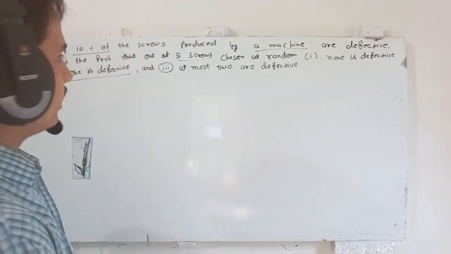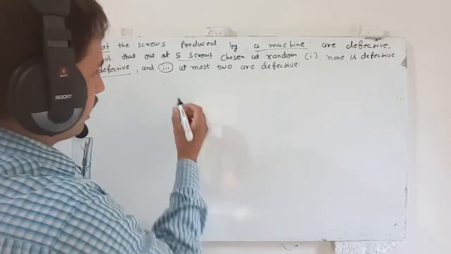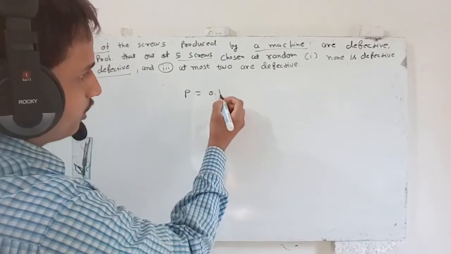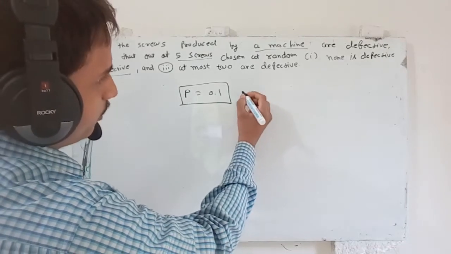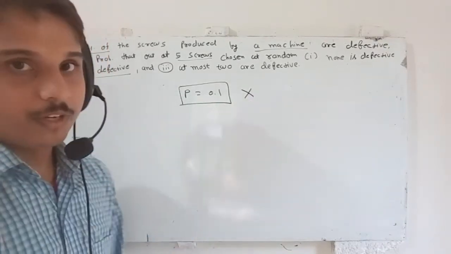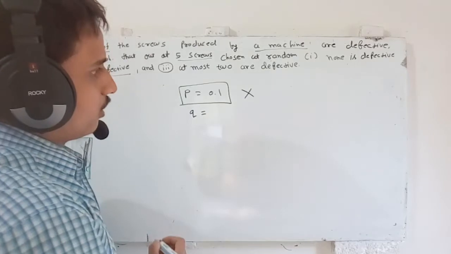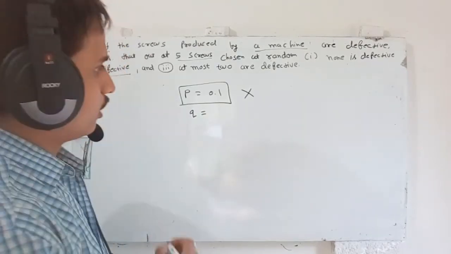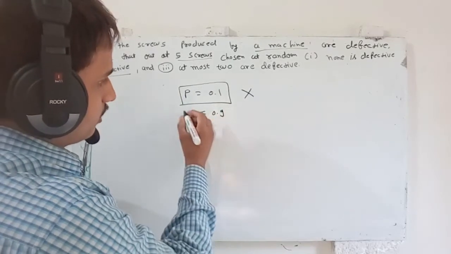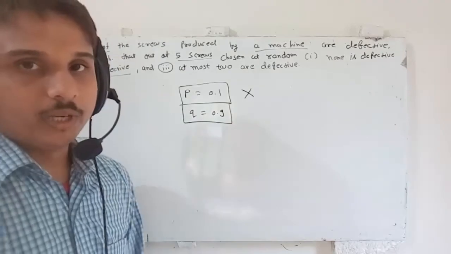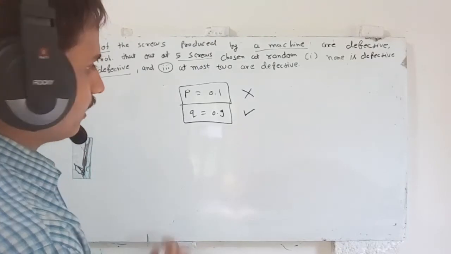So it is given in the question that a screw produced by the machine is defective with probability 10%, that is 0.1. So 0.1 is the chance that a screw produced is defective. Let us describe a defective screw by this cross sign. So the probability of a screw being non-defective is 1 minus p, 1 minus 0.1, so it will be 0.9. So 0.9 is the probability that a screw is non-defective, that is, the screw is okay.